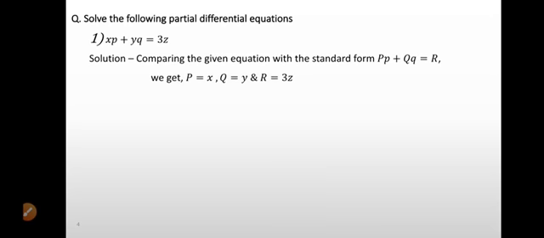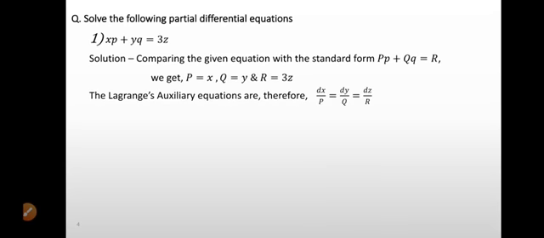Now you have to write auxiliary equations given by dx by capital P equal to dy by capital Q equal to dz by capital R. So with particular results for P, Q, R, we can write these equations as dx by x equal to dy by y equal to dz by 3z. Let us call this equation as equation 1. So here in equation 1 we are having three ratios equated to each other.